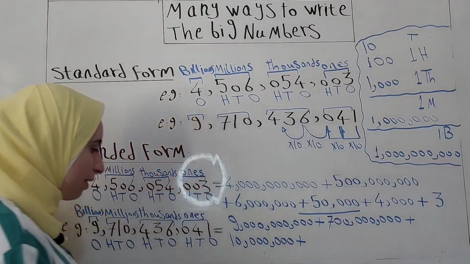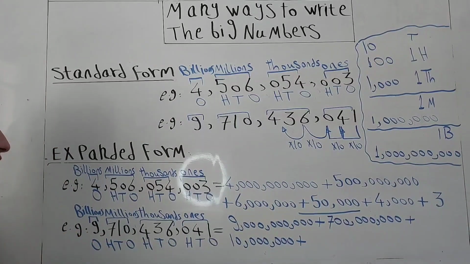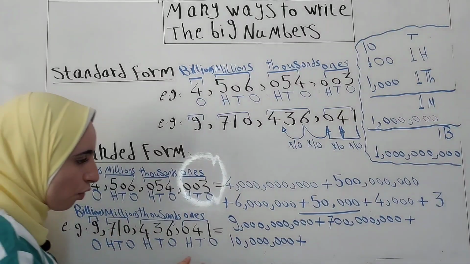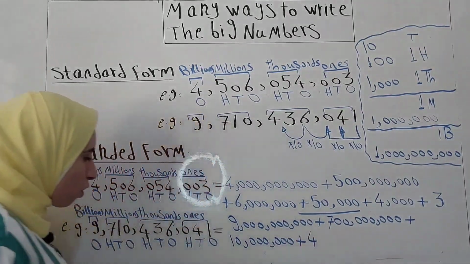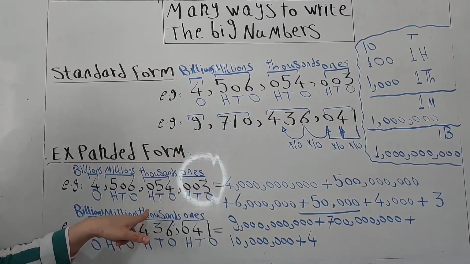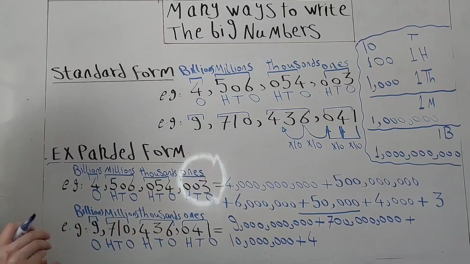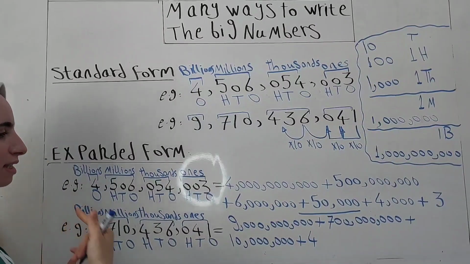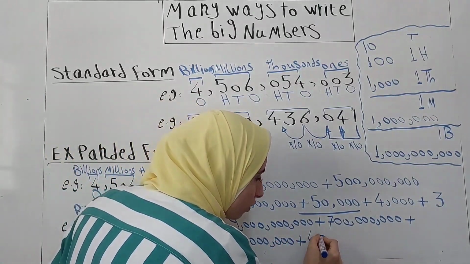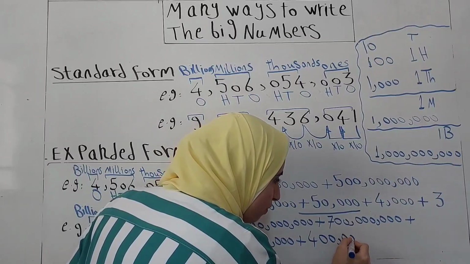Then we write plus sign. The next digit is 0. The value for the digit 0 is 0. And then we go to the next digit as 4. 4 is in the 100,000 place. So we need to write 400,000. So we need to write 400, then 3 zeros for thousand.